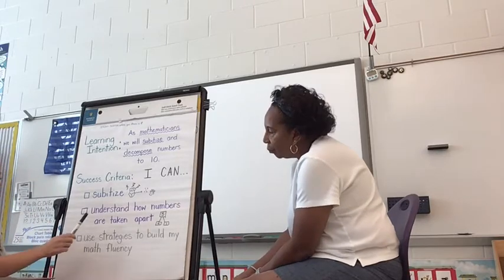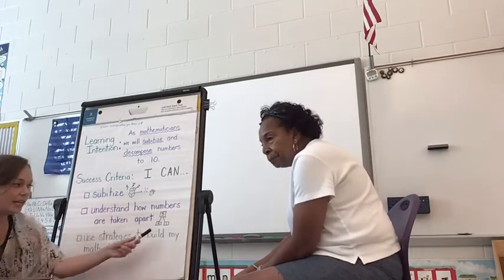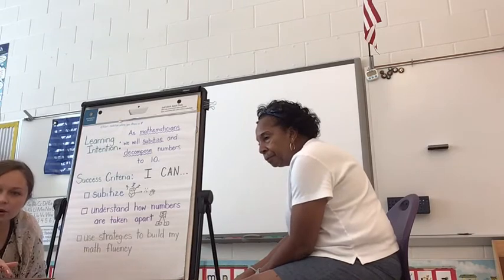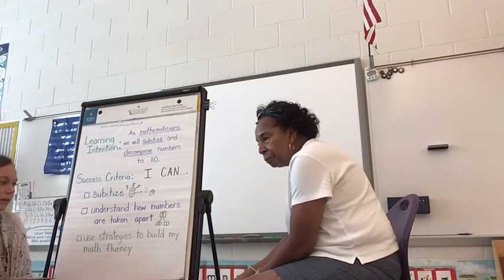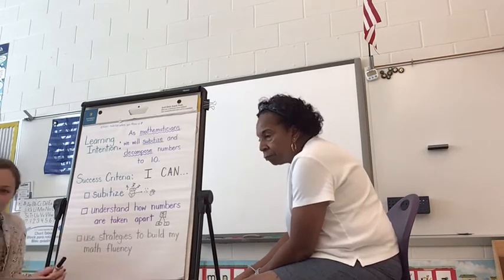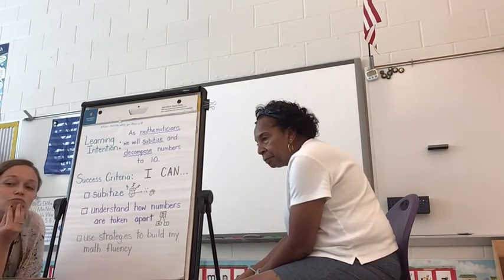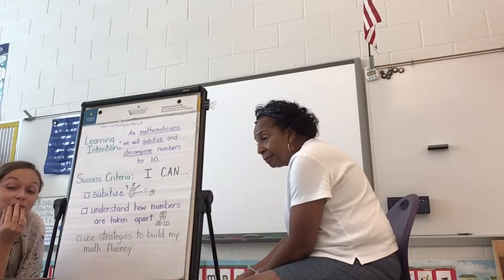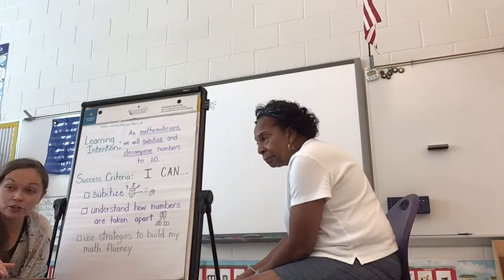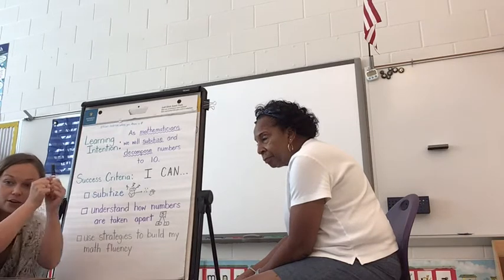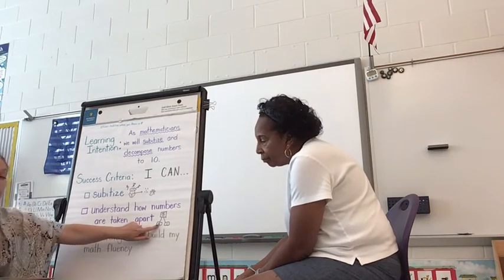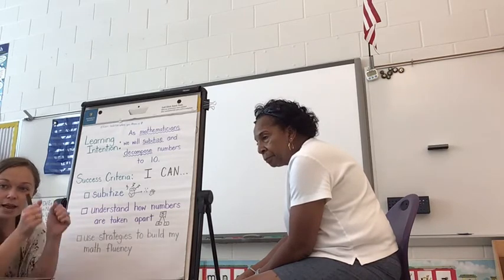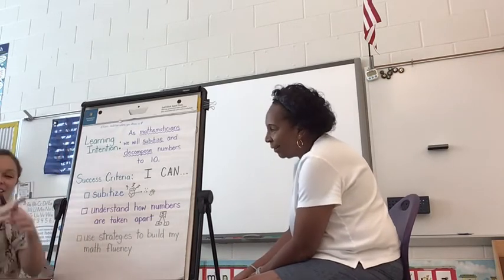Good, Johnny, thank you. All right, what about understanding how numbers are taken apart? What do we got going on here? Let's go to our friend Rion. Rion, do you remember this? They are squares. Yes, I see the squares too, and we're using those squares to break our numbers into parts. Theo, do you remember what this is called? A number. Yes, a number bond.